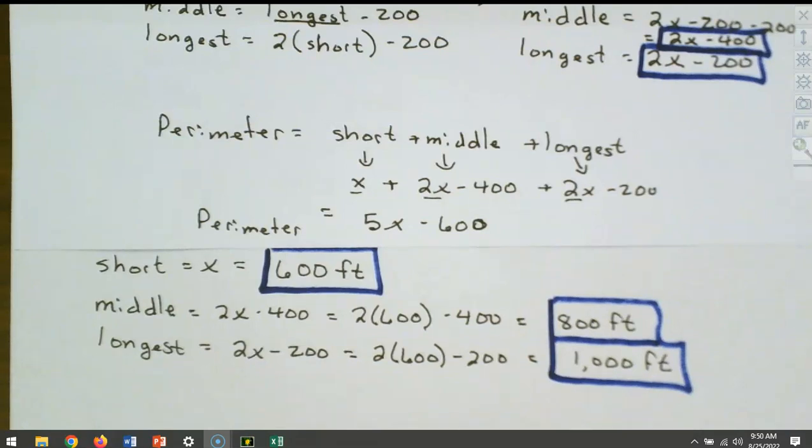Is everyone kind of okay with how we did this? So that's the way I set them up. I always like to start with words, build the equation, put it together, and then make sure we answer the question completely.